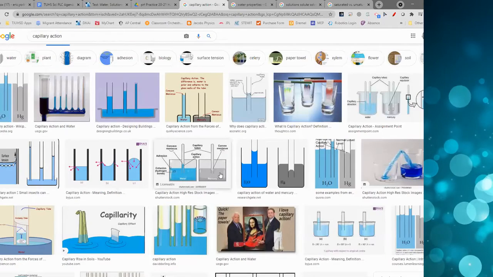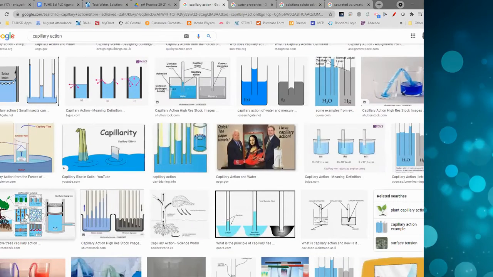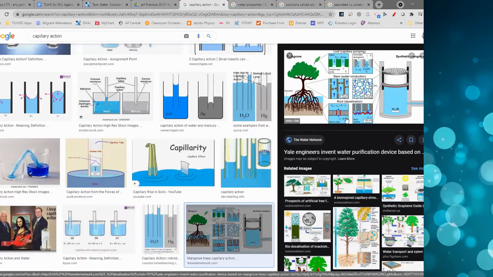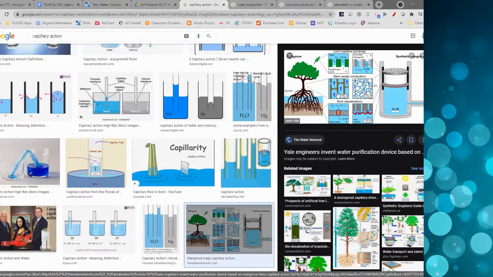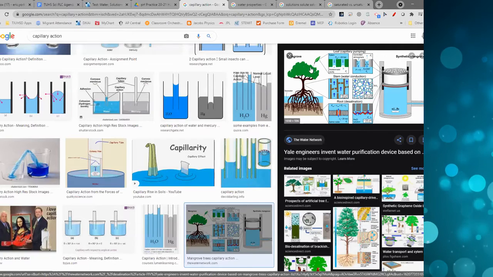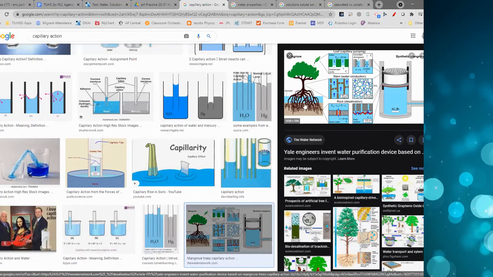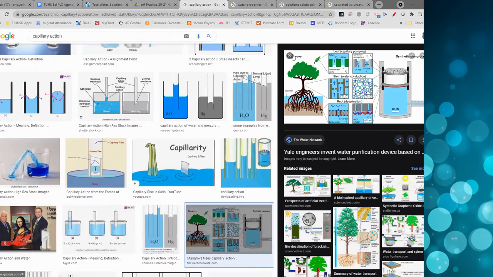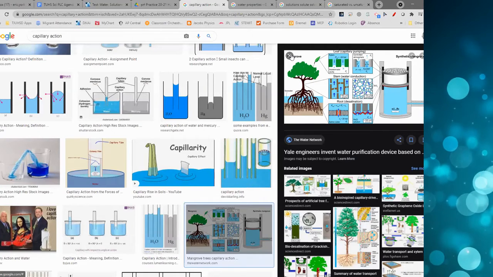If we look at it in plants, here's an example. In the root system, water is absorbed through the roots and it gets pulled up the stem. So water is pulled up and evaporates out the leaves. And so you actually have water that gets pulled all the way up through the plant through capillary action.